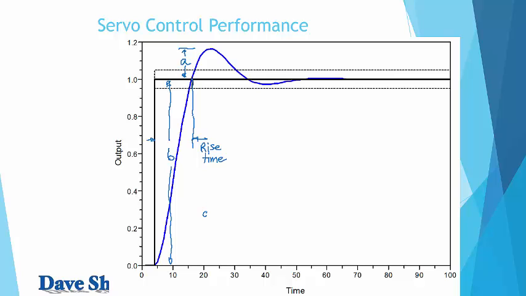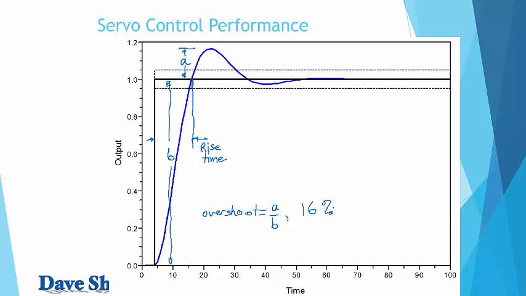so overshoot is equal to A divided by B, and it's typically expressed in percent. So here the change in set point was 1 unit. The maximum value it reached was about 1.16. So the overshoot here is about equal to 16%. Now, whether that's good or bad depends entirely on what your control objective is, but 16% on the face of it looks pretty reasonable.